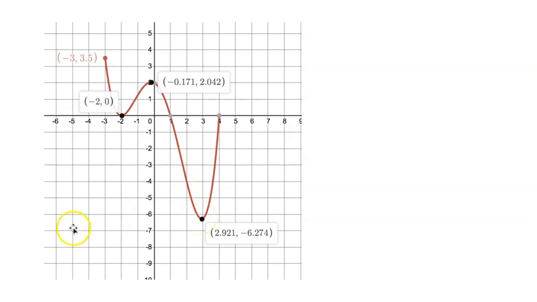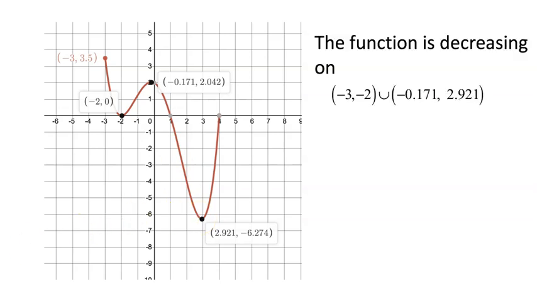How do we hook those together? We say that it's decreasing on those intervals with a union in the middle. Decreasing on the interval from -3 to -2, union, -0.171 to 2.921.